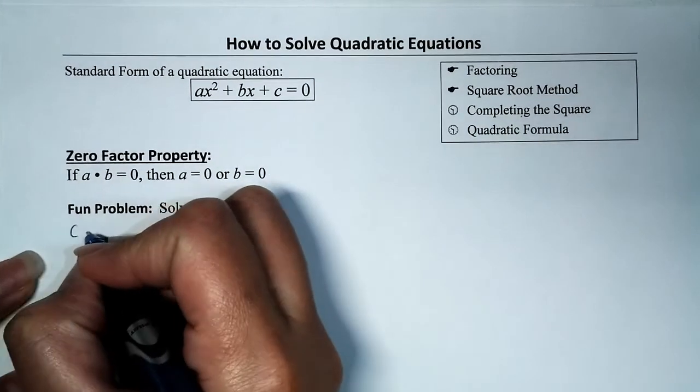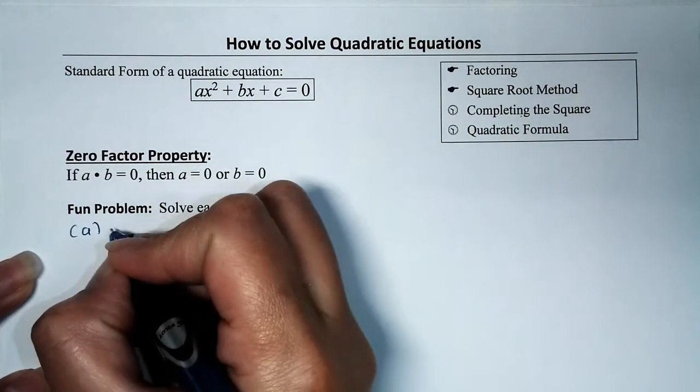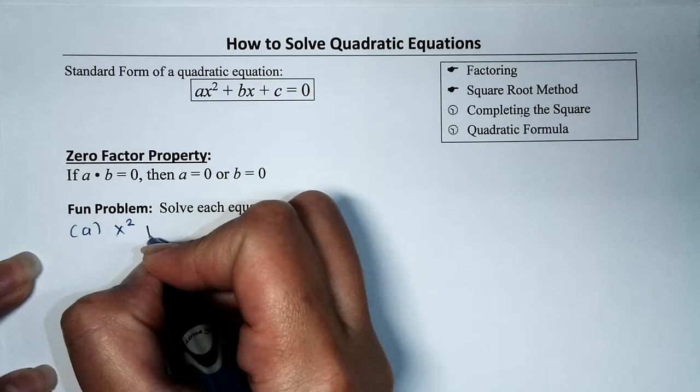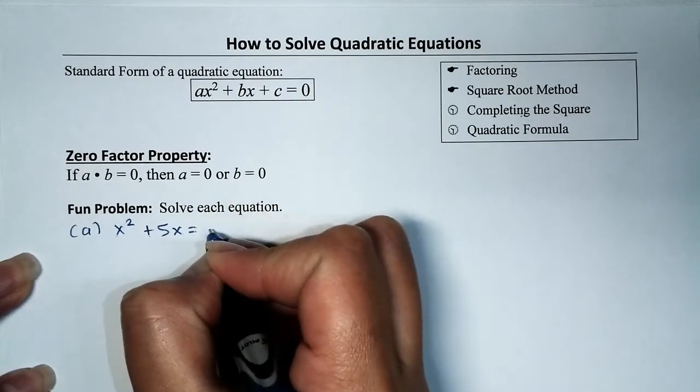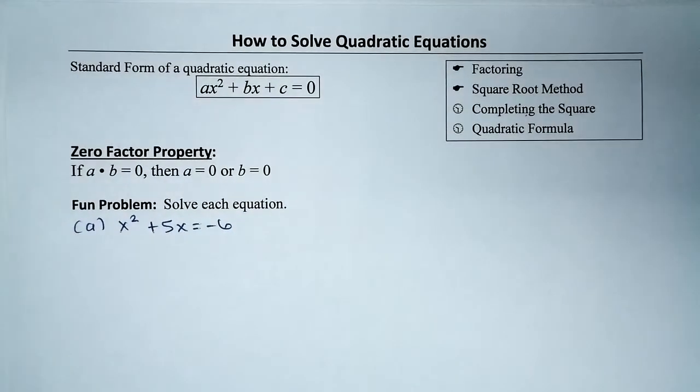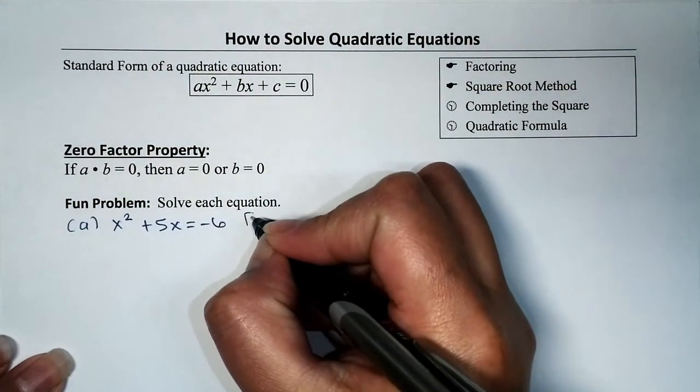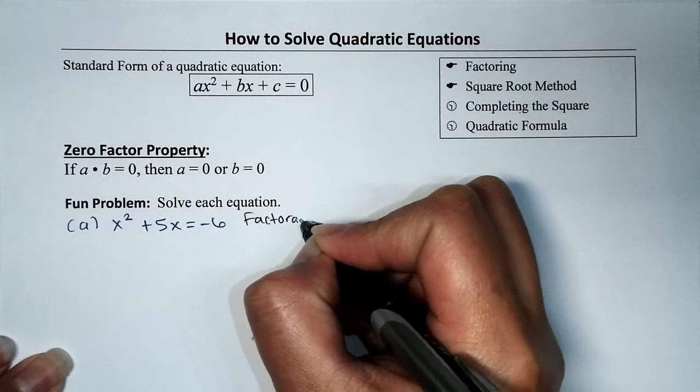We're going to do two problems right now. The first problem reads x squared plus 5x equals negative 6. So the question is, how can we solve it? What I like to do first is ask myself, is this factorable? Can I solve it by factoring? I am going to assume that it is until I realize that it's not.